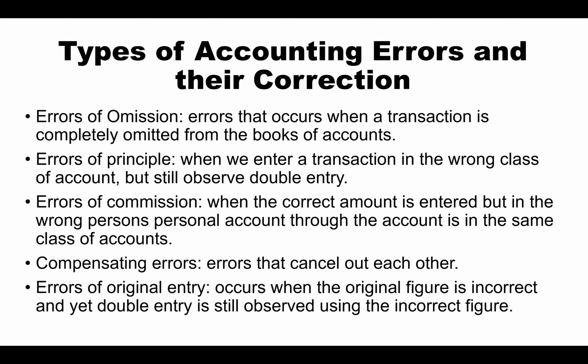Then we have compensating errors. Errors that cancel out each other. Then you have errors of original entry. So this one occurs when the original figure is incorrect and yet double entry is still observed using the incorrect figure. So I hope we are together up to there.